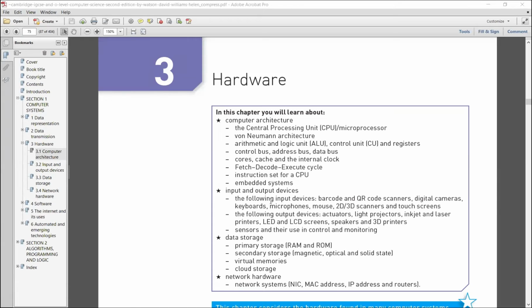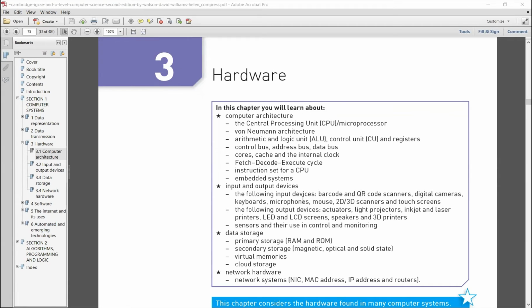In this chapter, the most important thing that you need to know is the computer architecture, the von Neumann, the use of ALU, CU, and registers, the buses, the purpose of different buses, and then the terms cores, cache, and internal clock. What are they and what is their purpose? And one more important thing is the fetch, decode, execute cycle. It's not difficult if you pay attention to the minor things that you need to know.